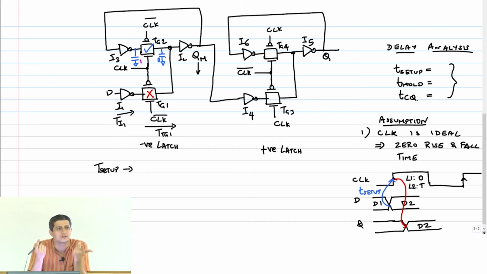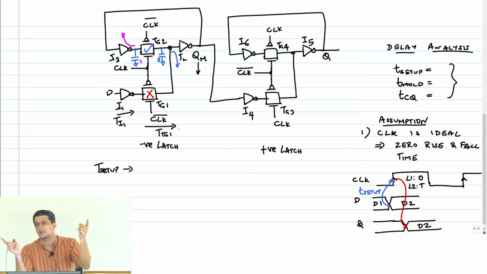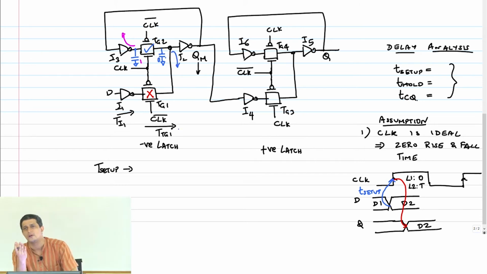Which gate is doing it? I3. So there is a PMOS transistor driving this to 1. There is an NMOS transistor driving this to 0, right? These two will fight and come to some in-between value, which I don't know. It depends on the drive strength, it depends on noise, it depends on many things.